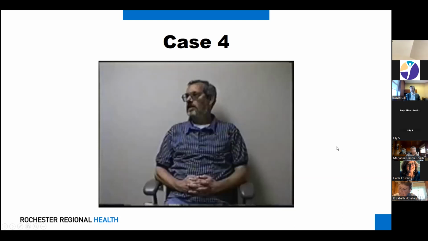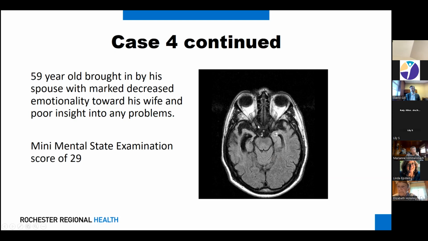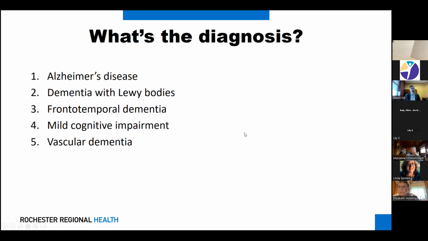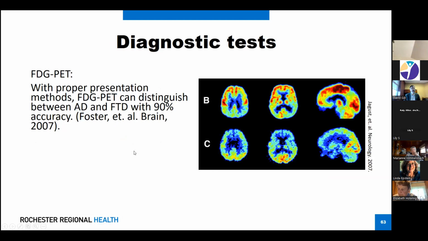His MRI is quite striking. It shows prominent frontal and temporal lobe atrophy. And in the interest of time, and because it would be clear which this is, I'm actually going to not do the poll, but this person has frontotemporal dementia. And frontotemporal dementia is different from Alzheimer's disease. There actually is a test that's fairly accurate in making a diagnosis. That's a type of PET scan.